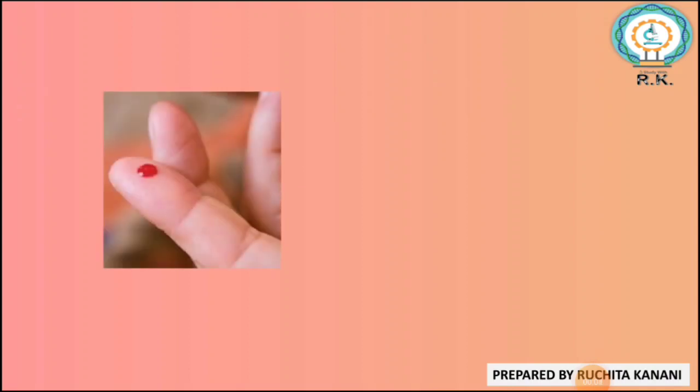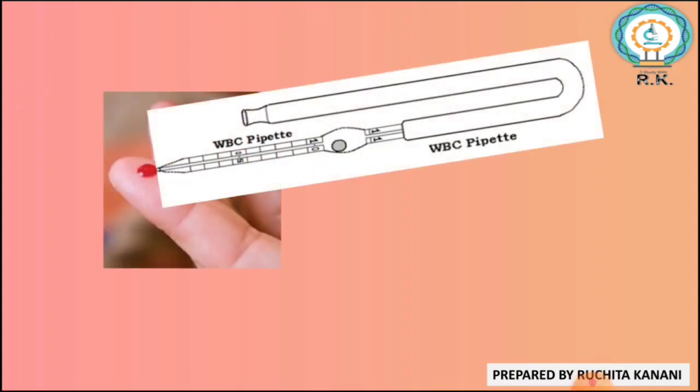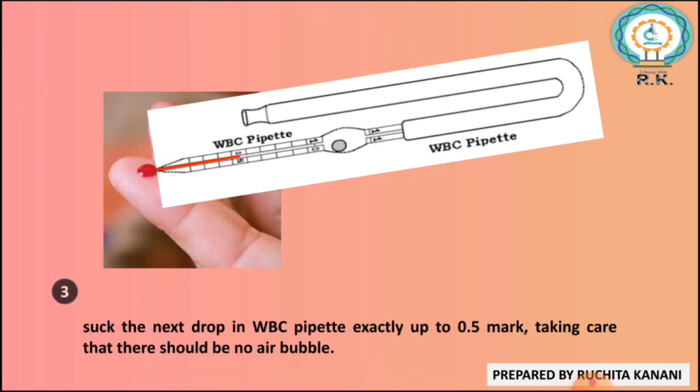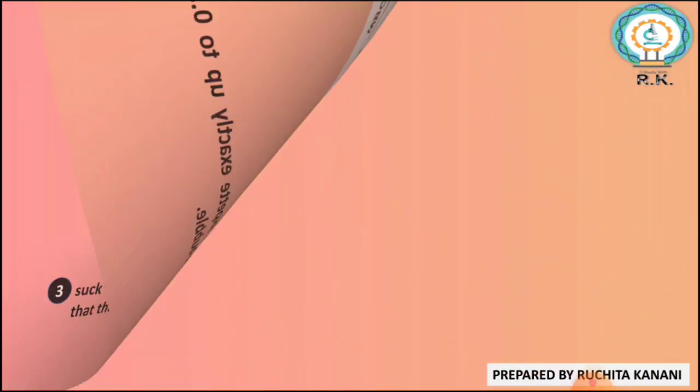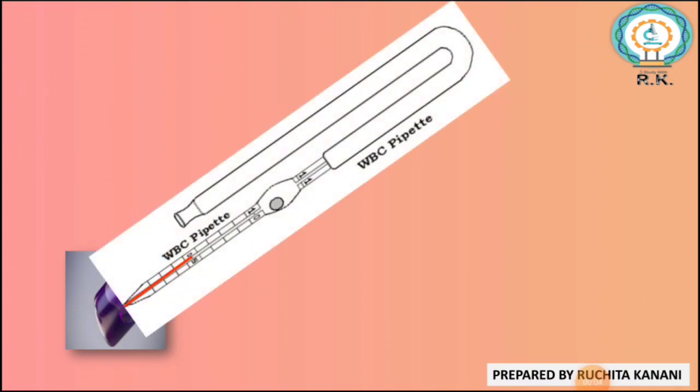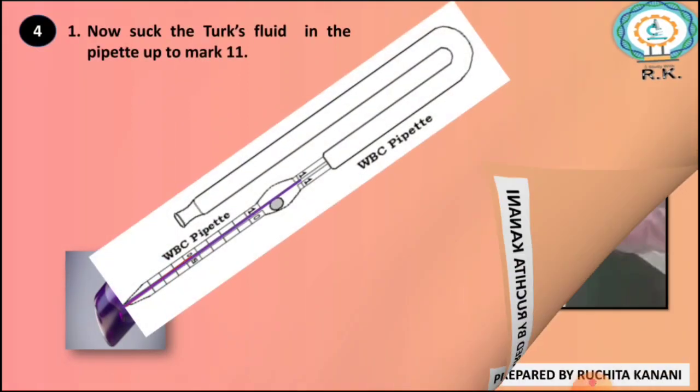Suck the next drop in the WBC pipette exactly up to the 0.5 mark, taking care that there should be no air bubble. If excess blood has been drawn, remove it by touching the pipette on the cotton swab very carefully. Then wipe off the blood sticking around the tip of the pipette with cotton swab. Now suck the Turk's fluid in the pipette up to the mark 11.